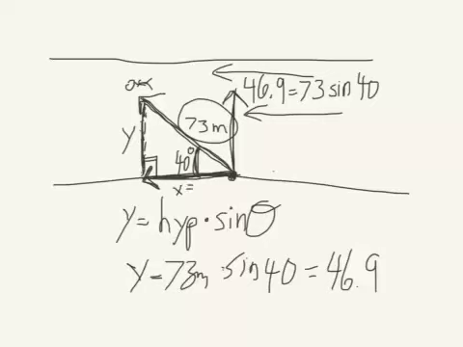We use cosine because this is the side that's adjacent to the 40-degree angle. Hypotenuse times cosine of 40. And we find that's 55.9.